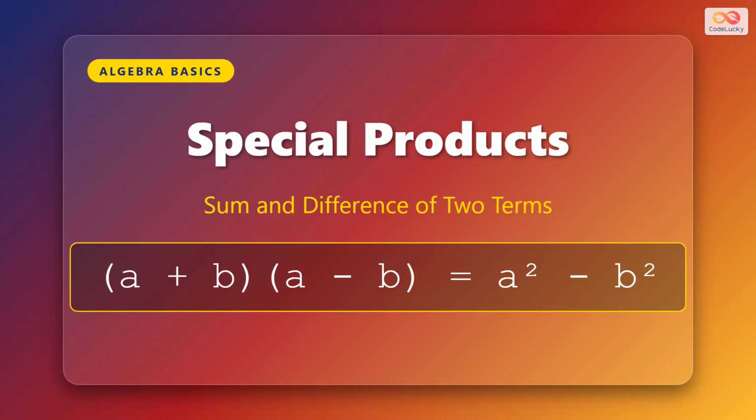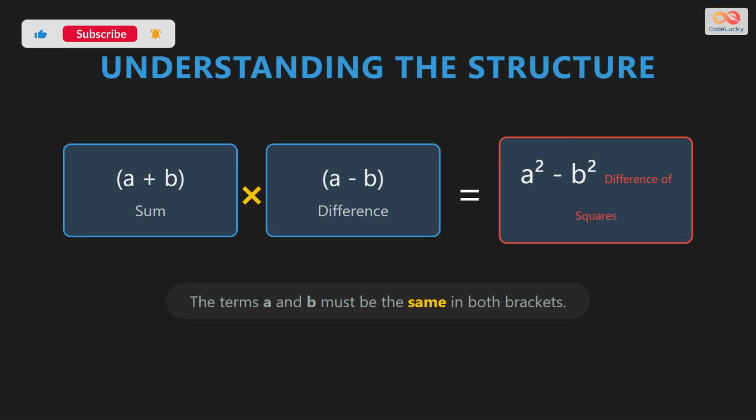Welcome to Algebra Basics. In this video, we are going to master one of the most useful patterns in algebra, the special product of sum and difference. Here is the formula we will be exploring. When you multiply the sum of two terms, a plus b, by their difference, a minus b, the result is always the first term squared minus the second term squared. This is often called the difference of squares.